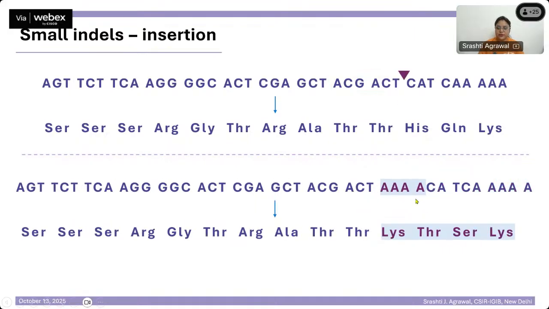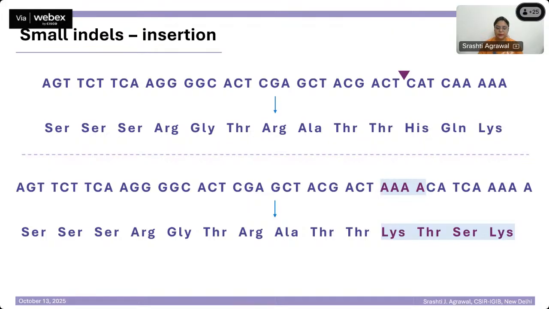Then in the case of insertion, as you can see in this area, there is an insertion of 4 bases. Since there is an insertion of 4 bases, there would be a frameshift mutation occurring here. And the size of the protein increases and also the frame changes. For example, after threonine, histidine, glutamine, and lysine should have been there. However, now it's lysine, threonine, serine, and again lysine. So this shows how small indels can bring about a change in the frame of the translation.